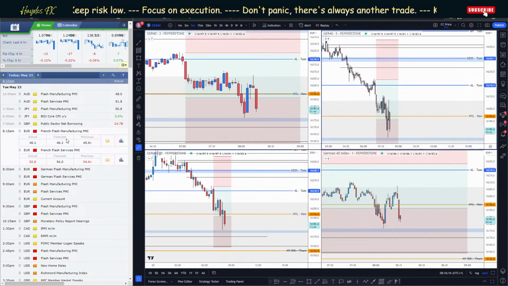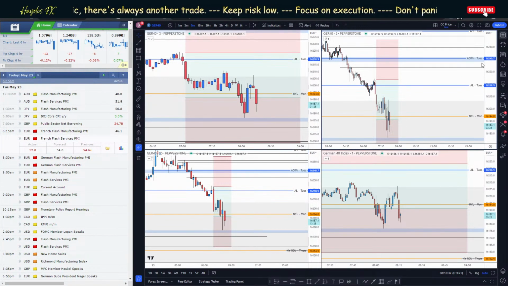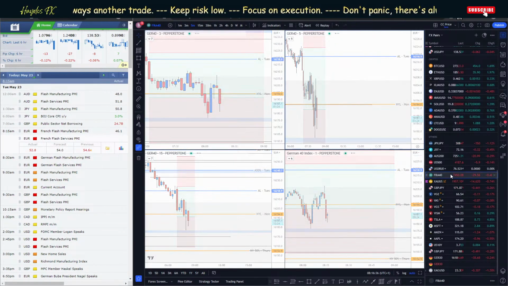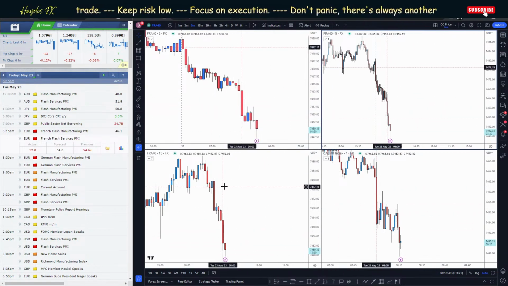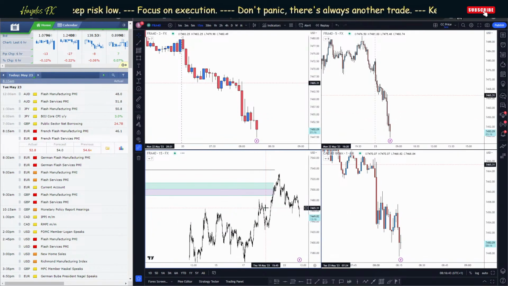So manufacturing, a little bit better than last month, but it was pretty much as expected. So that's priced in then. The services, worse outcome. Whilst last week and even yesterday we saw France 40 was killing it. France 40 has been killing it lately.